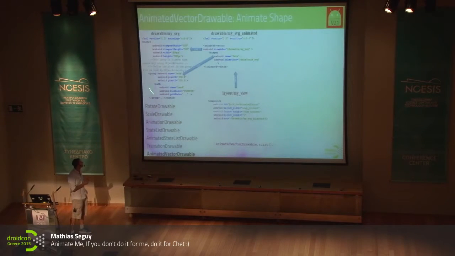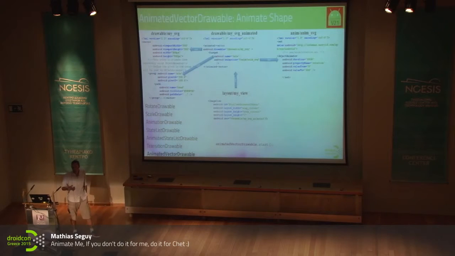Then I have my vector drawable, and I want to animate it. The first thing we can do is use the current object animator for rotation, translation, all the current stuff we use. We just say object animator, we give the duration, the property we want to animate, the from, the to, and animated vector drawable start, and it launches the animation.